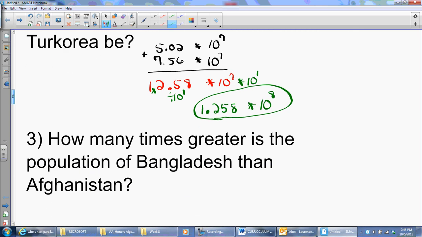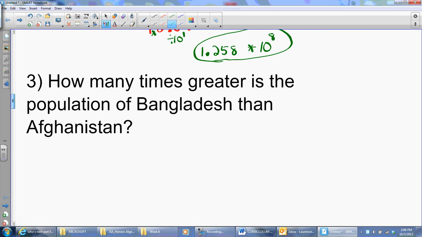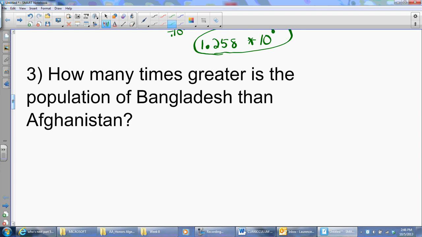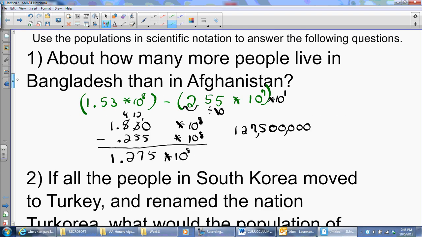These are the kind of things you're going to be doing in class tomorrow. How many times greater is the population of Bangladesh than Afghanistan? Now, the key to this one is knowing that it's a division problem. Look, if you were 13 and I was 39, how many times older am I than you? Well, 39 divided by 13 gets you 3. So you see this is actually a division problem. With a simple example like that, sometimes we get fooled.